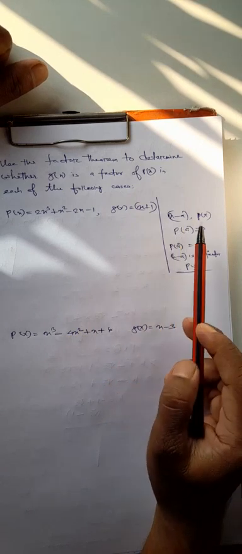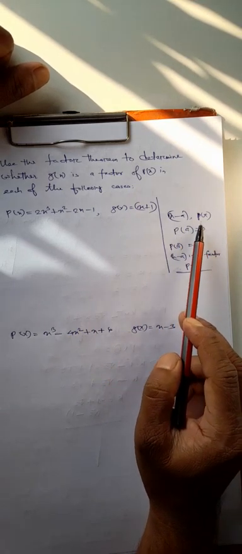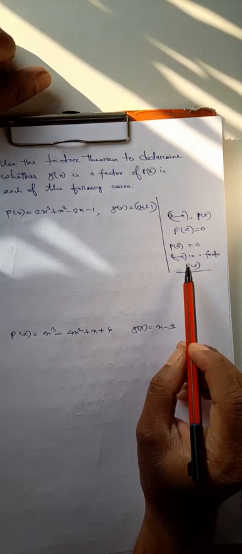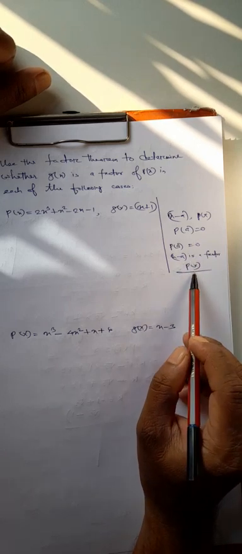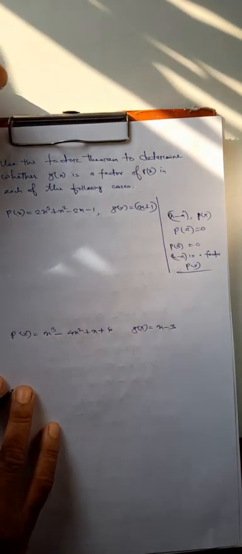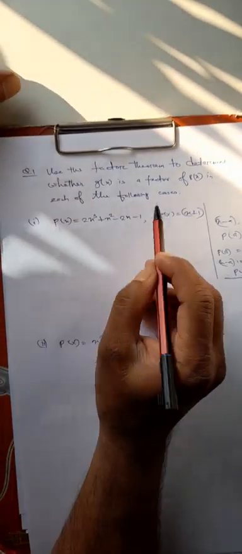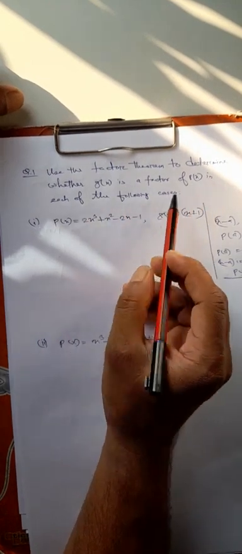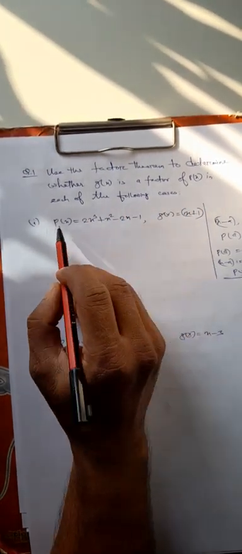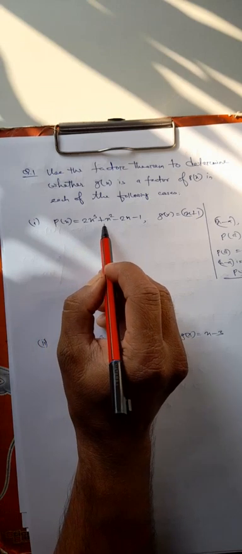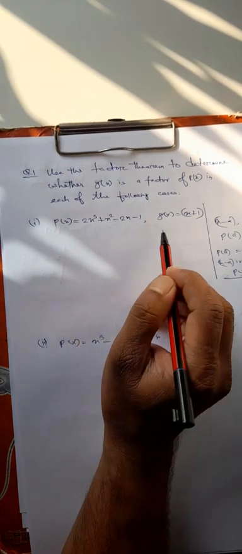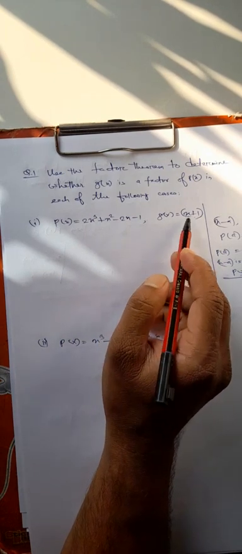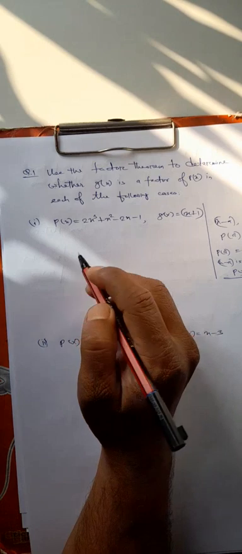If x minus a is a factor of the polynomial p(x), then p(a) equals 0, or if p(a) equals 0, then x minus a is a factor of p(x). Now, using the factor theorem, determine whether g(x) is a factor of p(x) in each of the following cases. You are given p(x) equal to 2x cube plus x square minus 2x minus 1, g(x) equal to x plus 1. Now you have to find whether g(x) is a factor of p(x).